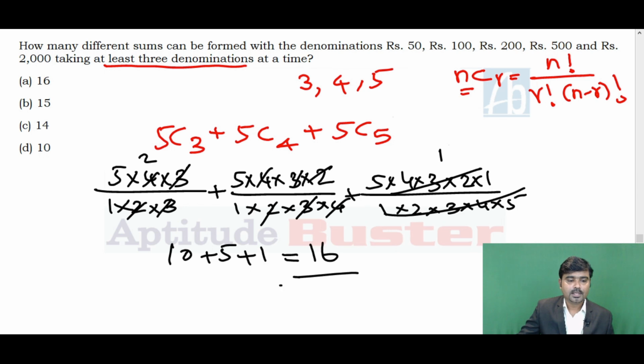So the total is 16 different sums can be formed. So the answer for this question is 16.